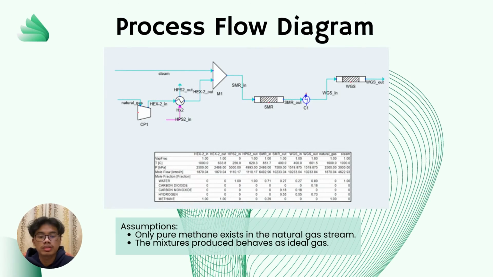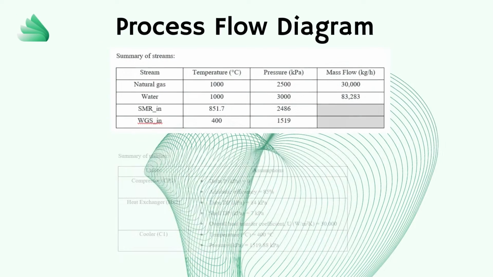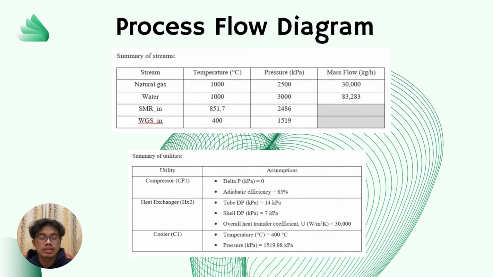As shown here, this is the process flow diagram conducted via Symmetry. Two assumptions are made in this simulation, which are only pure methane exists in the natural gas stream and that the mixture produced behaves as ideal gas. These are the summaries made on the streams and utilities in the simulation.